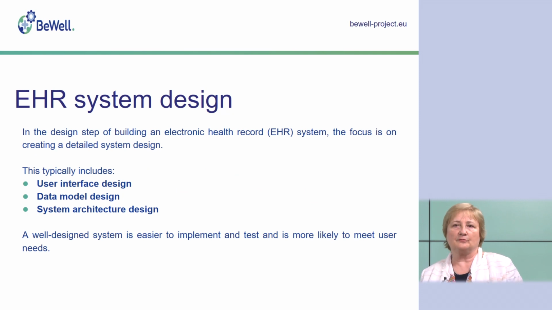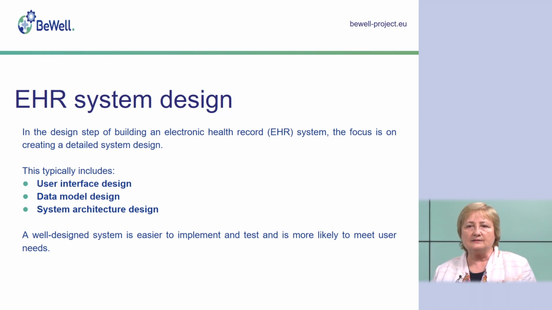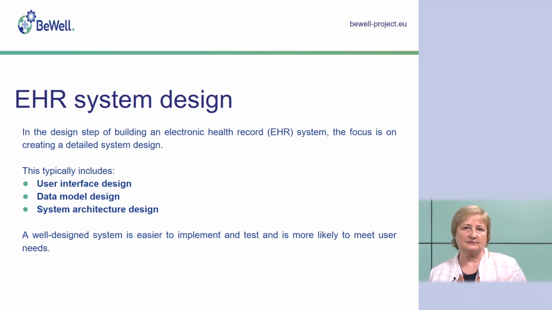In the design step of building an electronic health record system, the focus is on creating a detailed system design. This typically includes user interface design, data model design, and system architecture design. A well-designed system is easier to implement and test and is more likely to meet user needs.